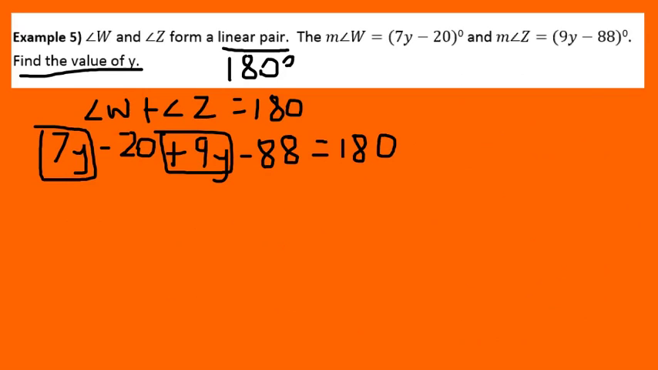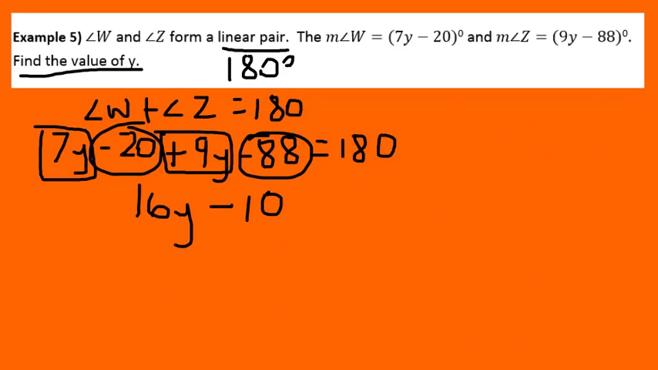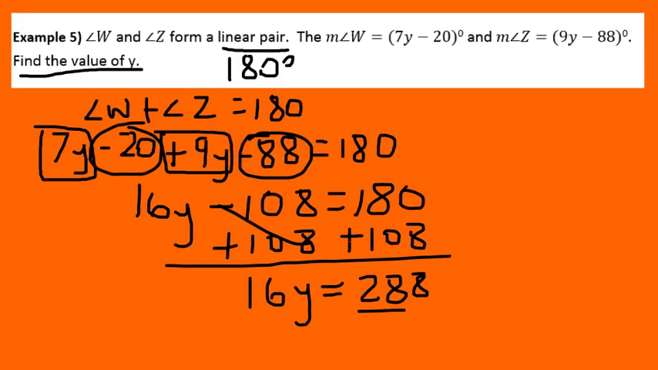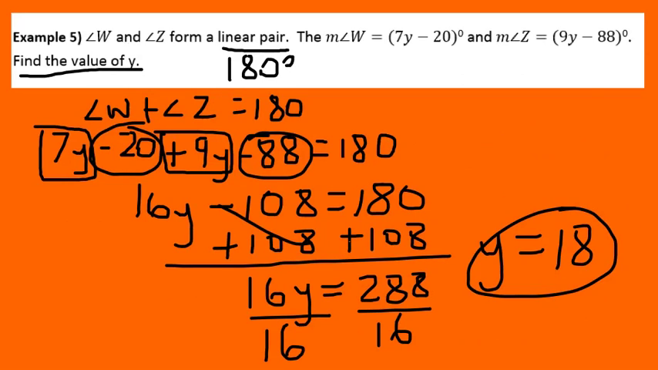So again, we'll go ahead and combine these two, which is 16y. Combine our negative 20 and negative 88, which is negative 108. Add 108 to both sides. So 16y equals 288, and divide both sides by 16, and we're left with our value for y, which is just positive 18, and then that again would be it.